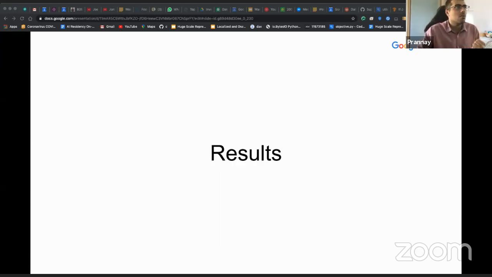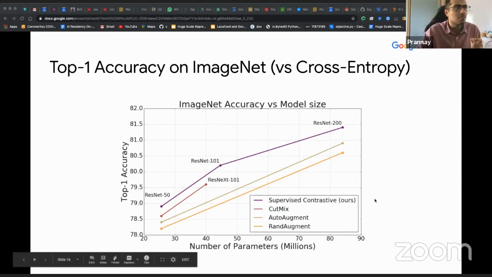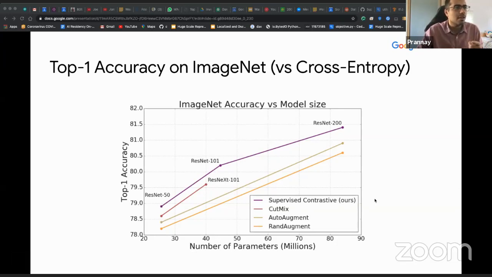Right. So the most interesting part for a lot of people is the results. Not for me. I like the theory more. But we have amazing numbers, I would say. Firstly, we were able to get state-of-the-art numbers on ResNet 200 with cross entropy trained with AutoAugment and stacked RandAugment, and we were able to get state-of-the-art numbers on ResNet 50, 101, and 200 using supervised contrastive trained with various augmentations.